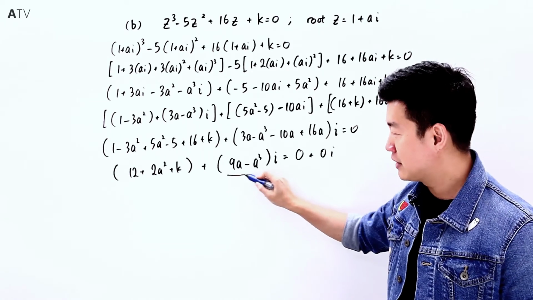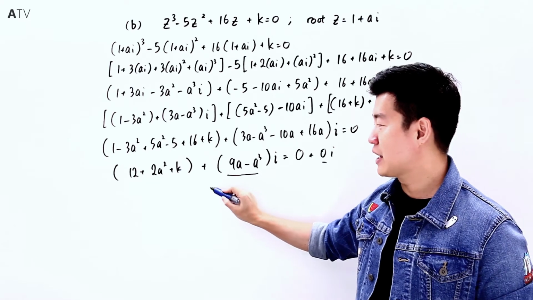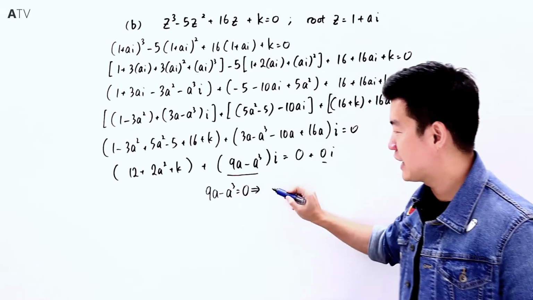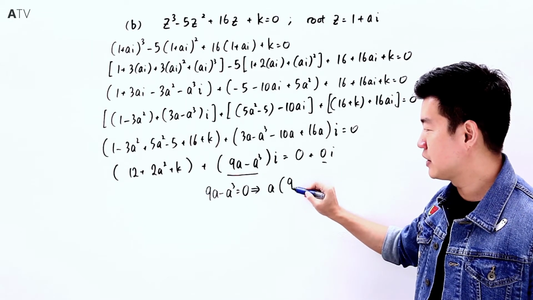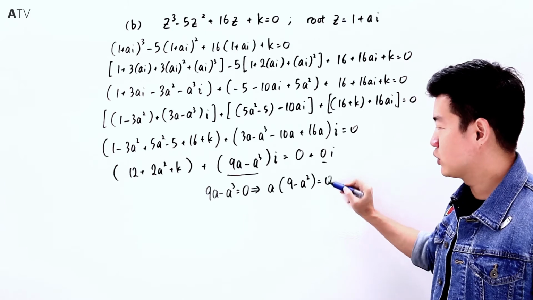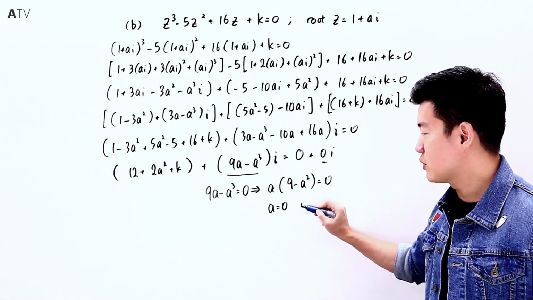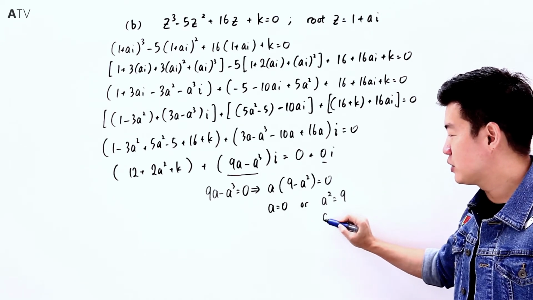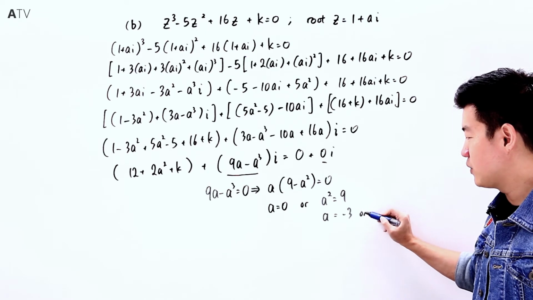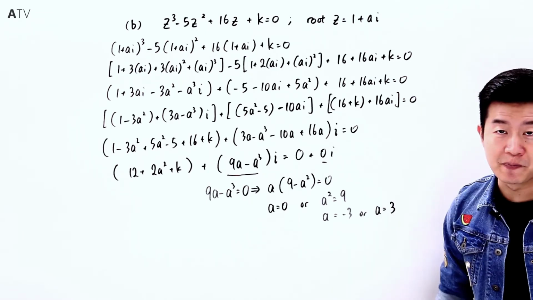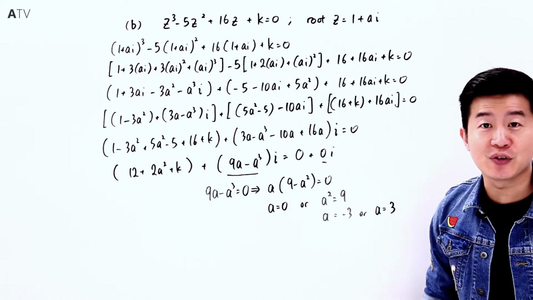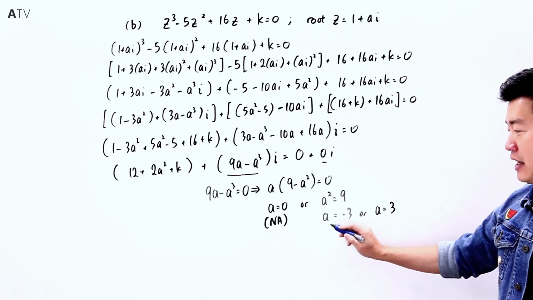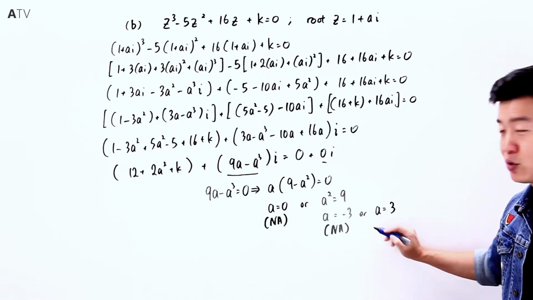So if I were to match the imaginary to the imaginary, what we'll get is 9a minus a to the power of 3 is equal to 0, which I can factorize out a. So I have a times (9 minus a squared) is equal to 0. So a is going to be equal to 0, or a squared is going to be equal to 9. A squared equal to 9 tells me that a is either minus 3 or a is going to be equal to 3. According to the question, a is a positive real number, which means that a equal to 0 is not going to be applicable. Neither is a equal to minus 3.